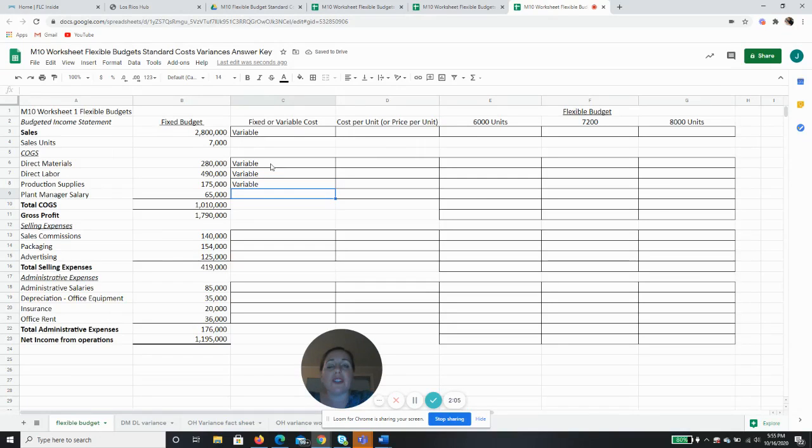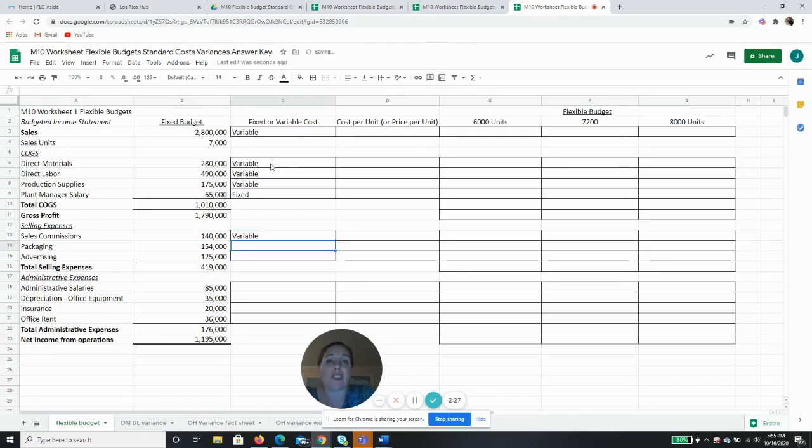Our plant manager's salary is fixed. When we see the word salary, we're thinking fixed. So put that in there. All righty, our sales commissions, those are generally variable. Commissions are generally based on a percentage of sales. So if we sell more, our sales commissions will go up. So it's going to be variable.